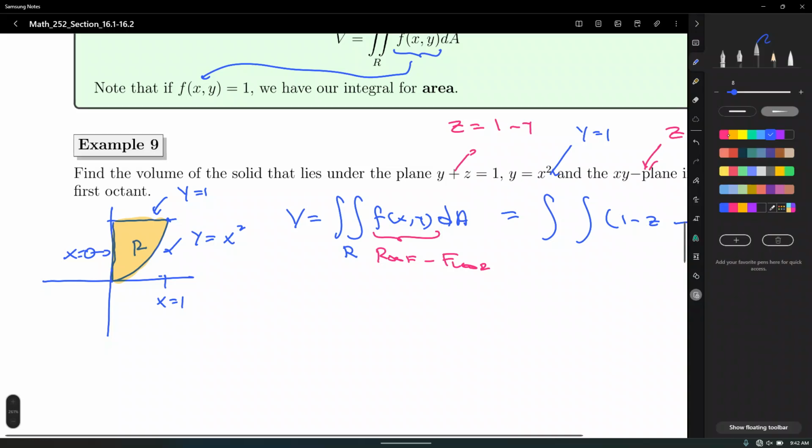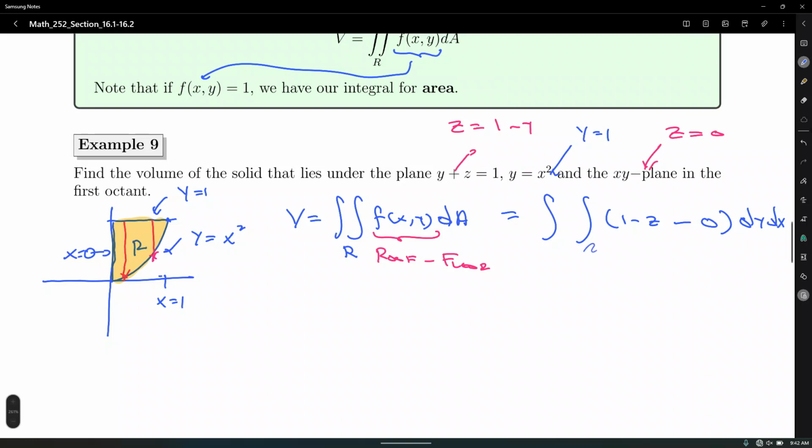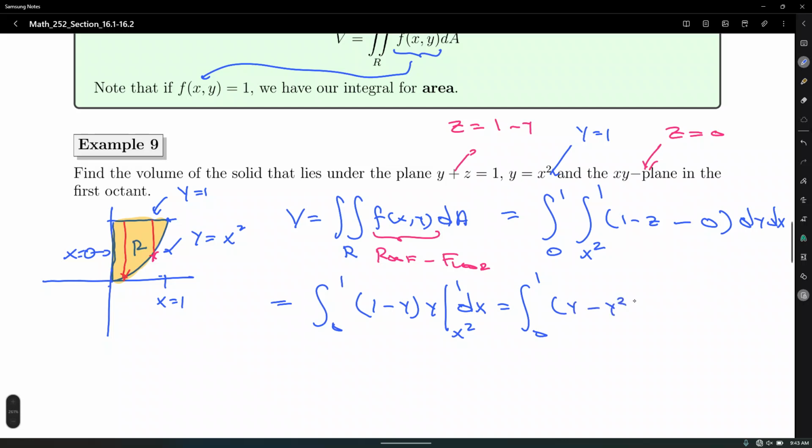Vertically simple means the horizontal line y equals 1 is always at the top of the parabola y equals x squared. That's why the limits are from x squared to 1. In the x direction, it goes from 0 to 1. That equals the integral from 0 to 1 of the integral of 1 minus y, so 1 minus y times dy, evaluated between x squared and 1, dx. Let me distribute: y minus y squared, from x squared to 1, dx, upper limit minus lower limit.